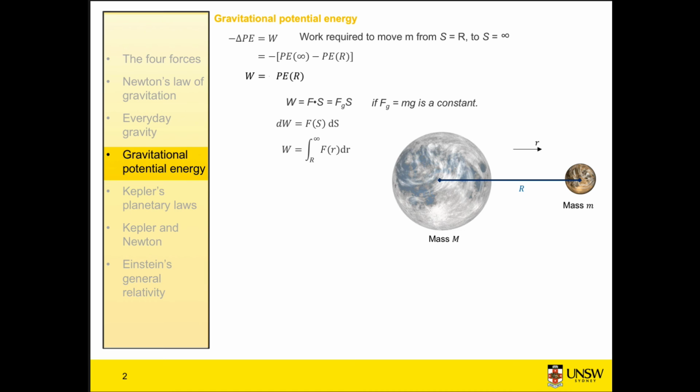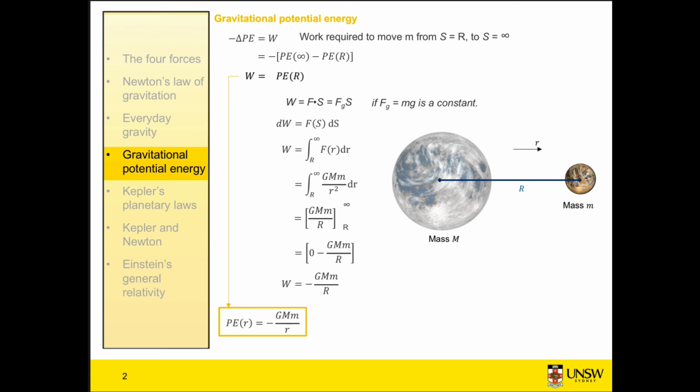We know that our formula for gravity is GMm on r squared, and then we just solve the integral to find that the total work done is equal to negative GMm on R. So we can say that in the general case of an object located at some distance r from a mass M, the potential energy is equal to negative GMm on r.